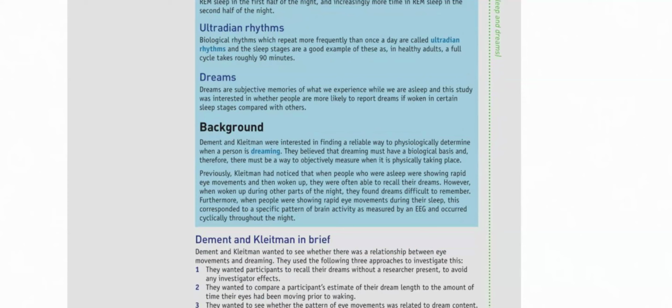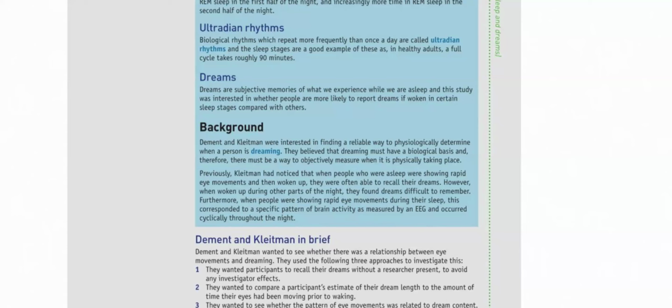The background was that they were interested in finding a reliable way to physiologically determine when a person is dreaming. They wanted to see if there is a procedure through which we can biologically tell if a person is dreaming. While a person is sleeping, we just look at them and say, okay, now they have started to dream. They wanted to have something like that. Make sense?